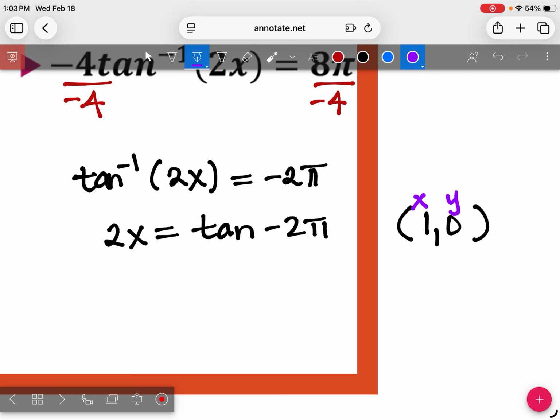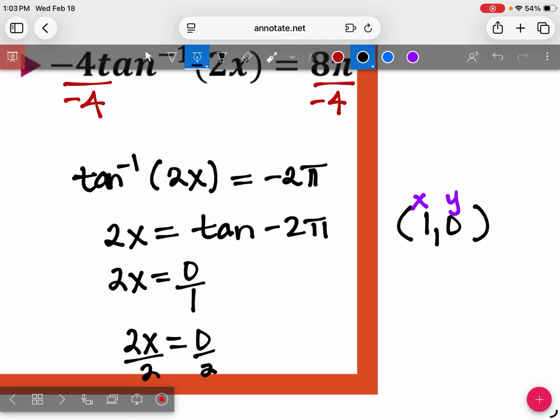How do you find tangent? Is tangent x divided by y or y divided by x? So 2x equals 0 divided by 1, which is just 0. And then if I divide both sides by 2, what do I get for x? X equals 0.